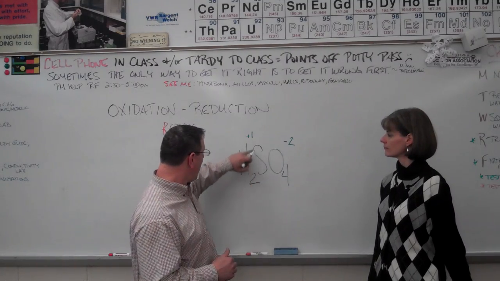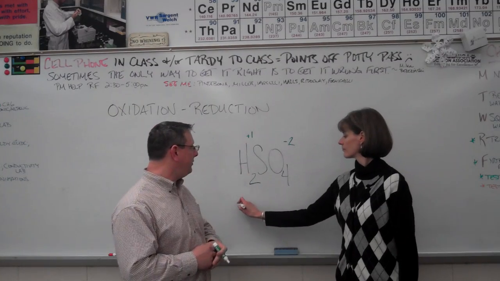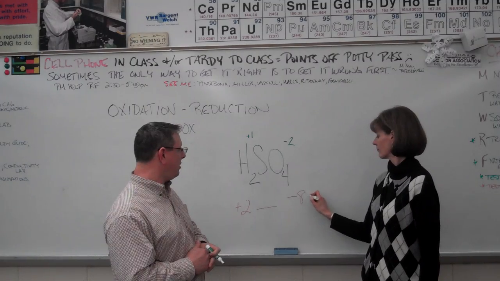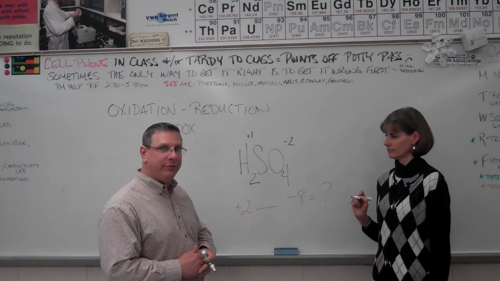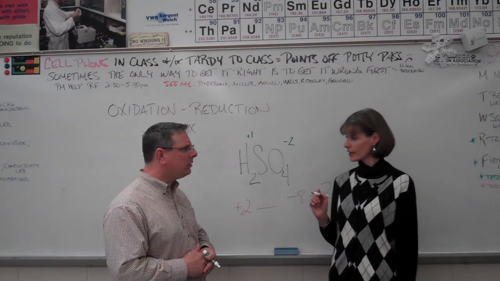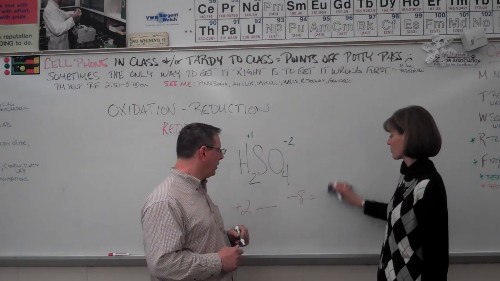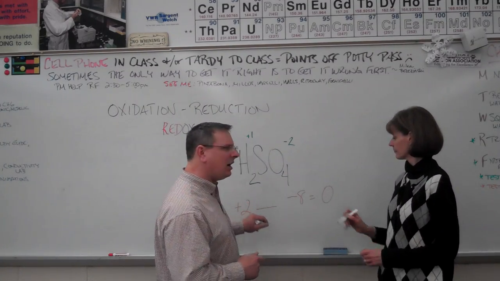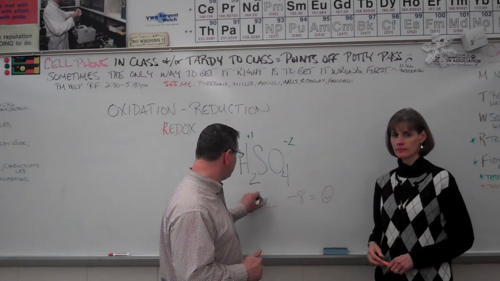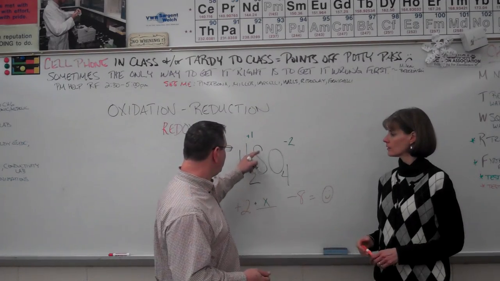If you take into account the number of hydrogens and the number of oxygens, you end up with a net charge of, what's the net charge of a neutral compound? For a neutral compound, the net charge is going to be 0. Rule 6 says the sum of the oxidation numbers of the atoms in a compound has to equal 0. I'm not sure what sulfur is.